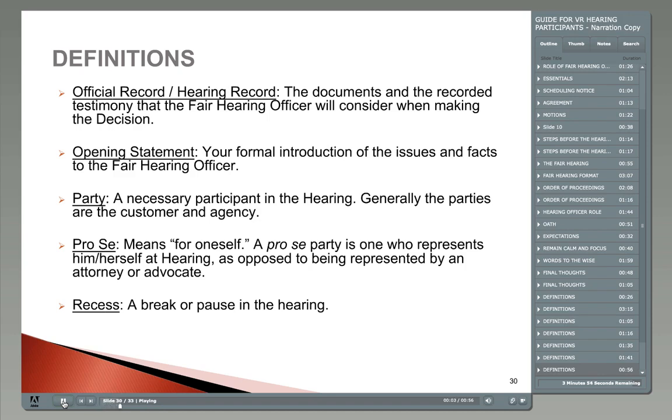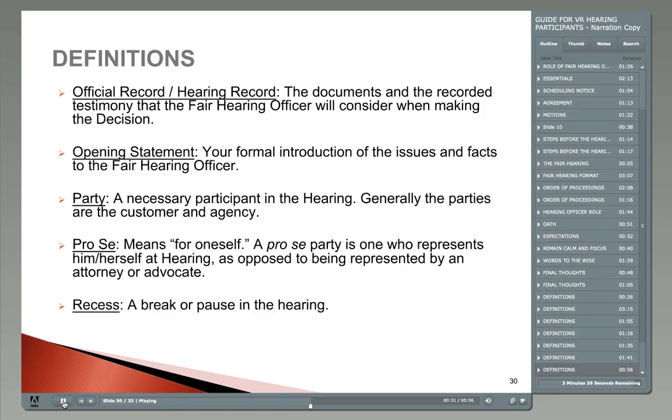The official record or the hearing record, they're the documents and the recorded testimony that the fair hearing officer will consider when making the decision. And again, the main focus of a hearing officer is to maintain a clear, clean, and concise hearing or official record. The opening statement, simple. It's just a brief summary of what you hope to prove that day. That's it. So your formal introduction of the issues and facts to the fair hearing officer.